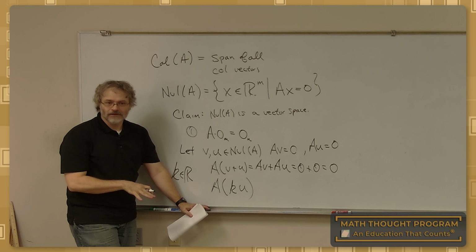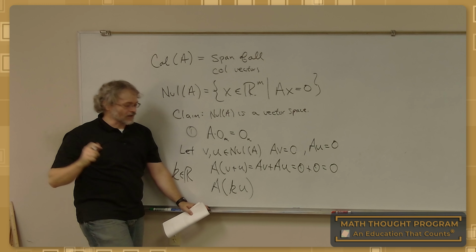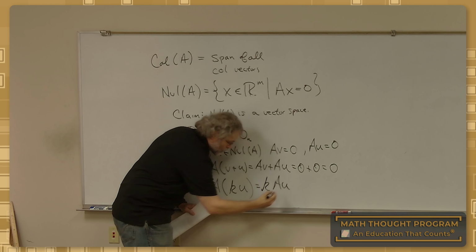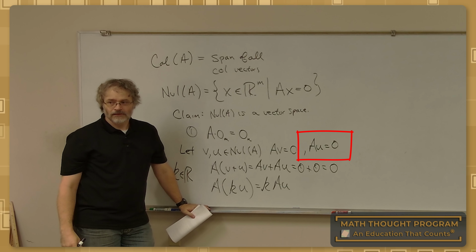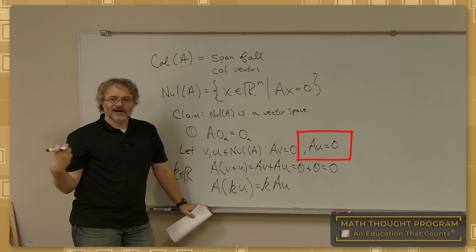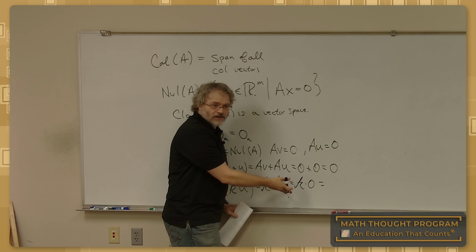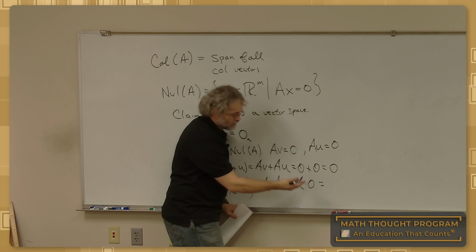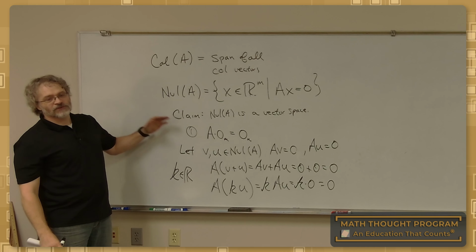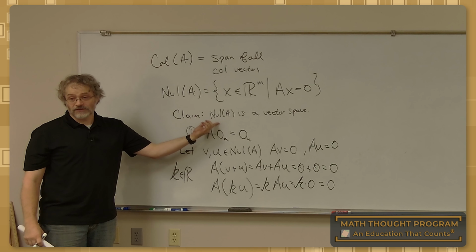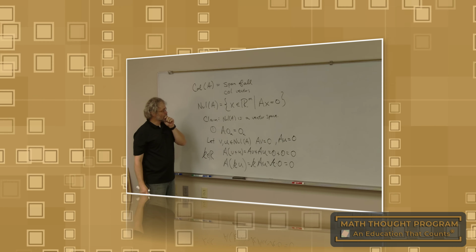Scale the vector. It's linear operator again, A. Factor out the K. And what happens when A operates on U? It collapses down to nothing. And when we scale the 0 vector, it stays the 0 vector. So right here, this verifies that this is going to be a subspace. It's going to be a vector space.